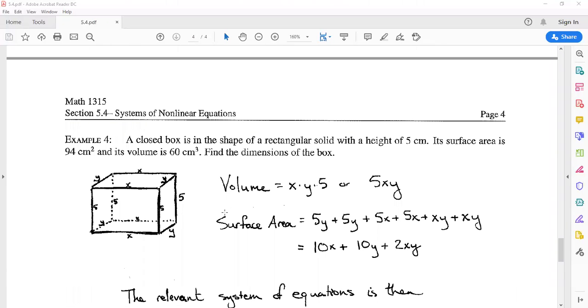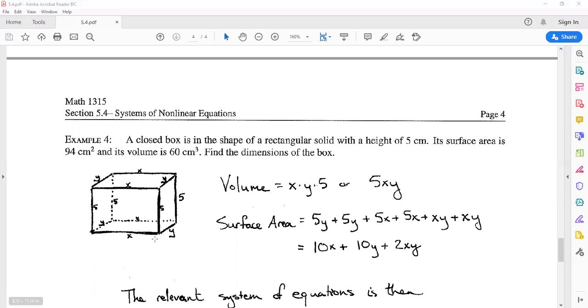Okay, and so then one last example they give us here is an application problem. So we've got a closed box in the shape of a rectangular solid, and its height is 5 centimeters. Its surface area is 94 centimeters squared, and its volume is 60 centimeters cubed. They would like us to find the dimensions of the box. Well, we already know one of the dimensions, the height. So the remaining two we need to know are the length and the width. So I'll call one of those x and the other one y.